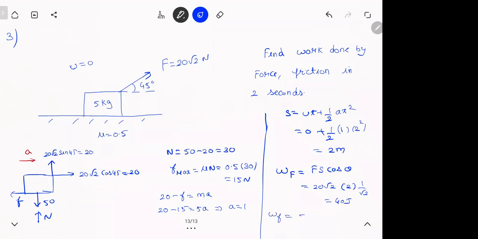Work done by friction. Friction is opposite, displacement is forward. Minus 15 into 2, minus 30 joules.